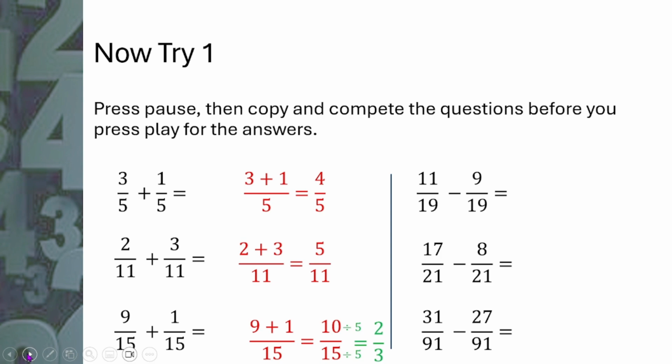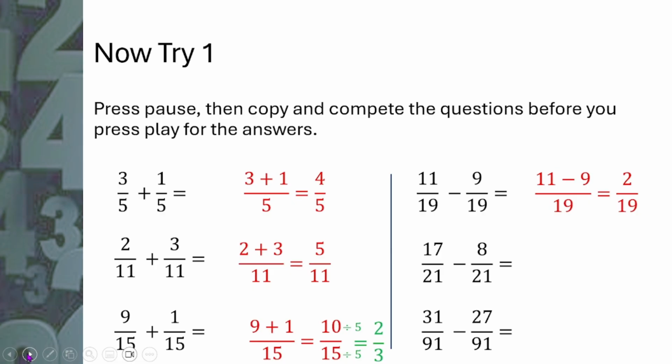Let's look at question 4 on the top right hand corner. This is a subtraction, and of course we've got 11/19, take away 9/19. That means they already have a common denominator, which means we just have to subtract 9 from 11 to give me 2/19, which cannot be simplified.